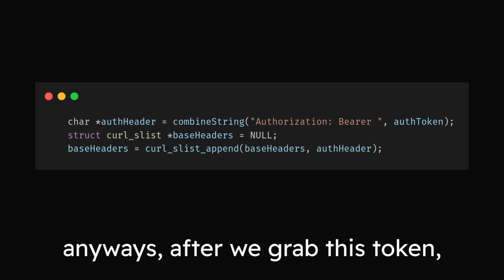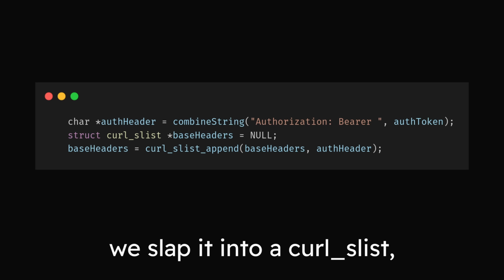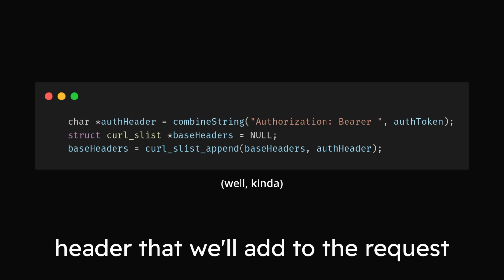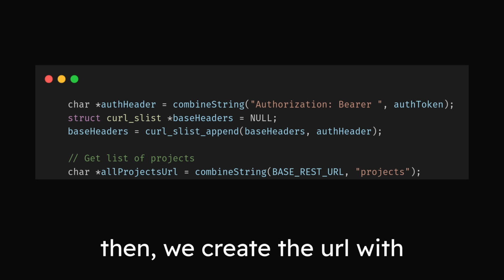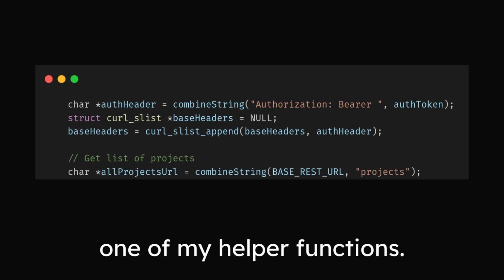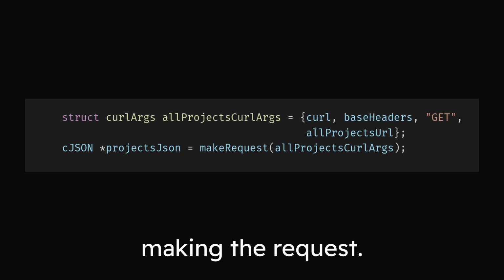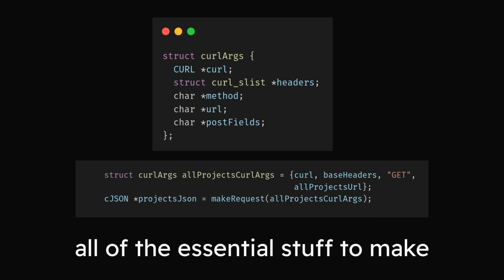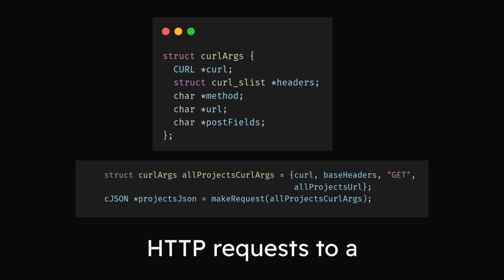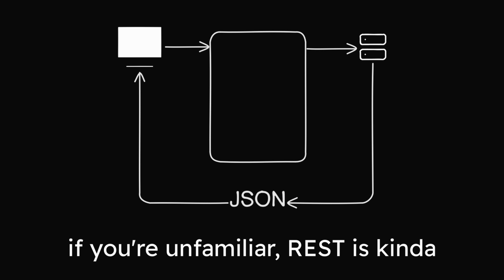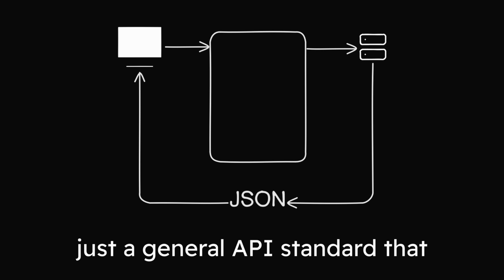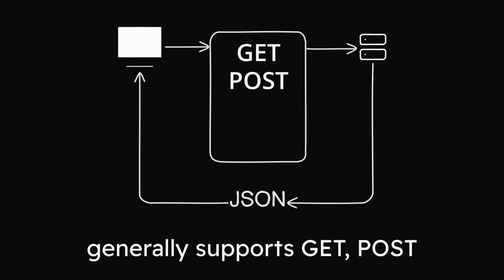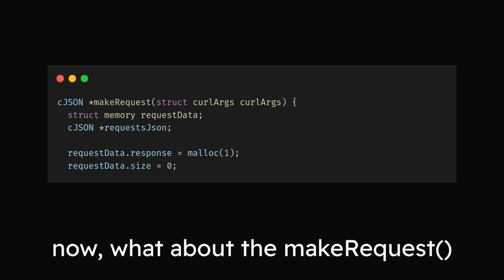Anyways, after we grab this token, we slap it into a curl slist, which is basically just an HTTP header that we'll add to the request in just a second. Then we create the URL with one of my helper functions. Finally, we get around to actually making the request. This is one of my structs called curl_args, and it just contains all of the essential stuff to make HTTP requests to a REST compliant API. If you're unfamiliar, REST is kind of just a general API standard that generally supports GET, POST, PUT, and DELETE requests. Now, what about the make request function?